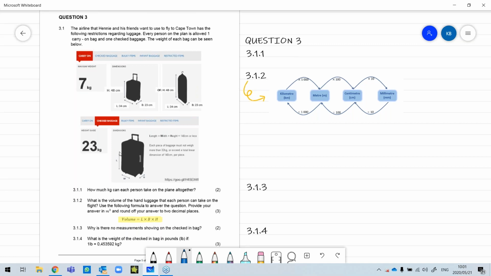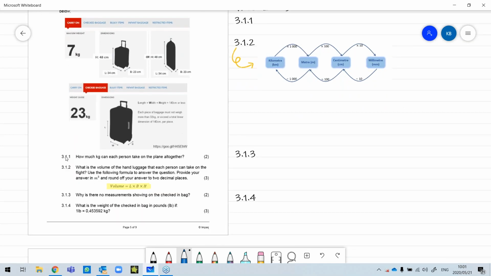Then let's continue. 3.1.1. How many kilograms can each person take on the plane? Okay, so this is quite simple. They are allowed to take 7 kilograms as a carry-on and an additional 23 kilograms as checked-in luggage. If we add those two values, it gives you an answer of 30 kilograms. Okay, so that's a simple level one question.